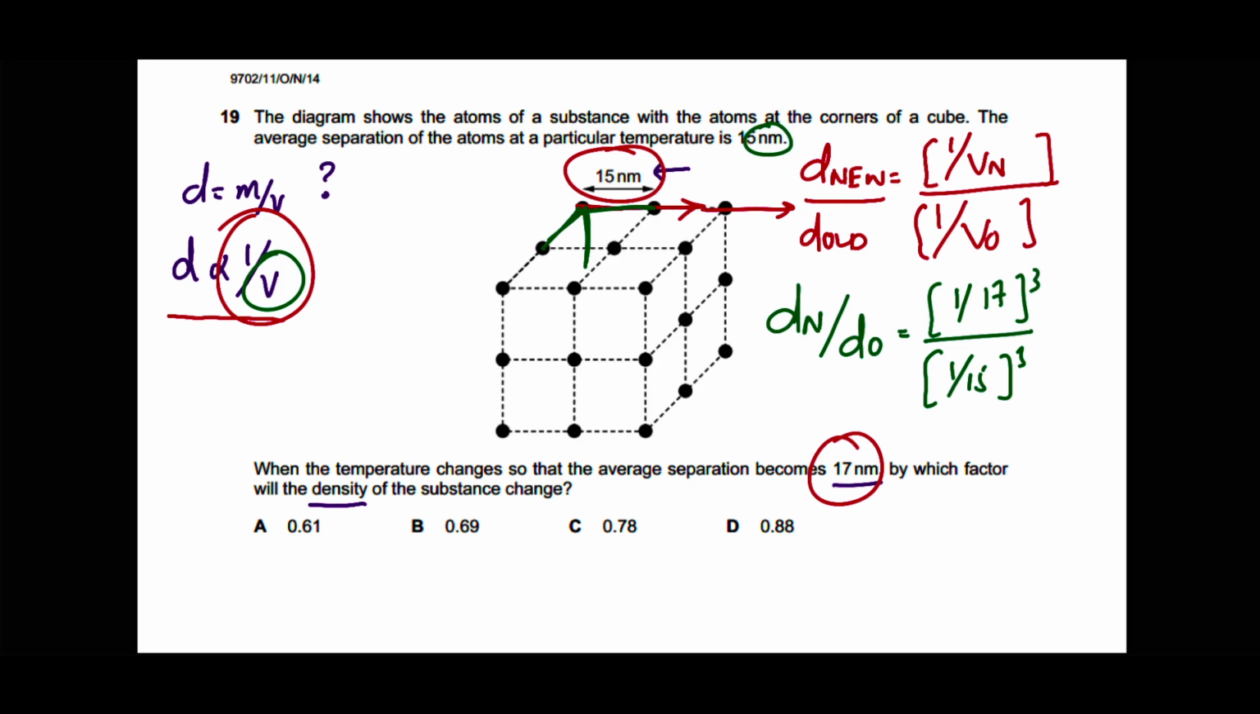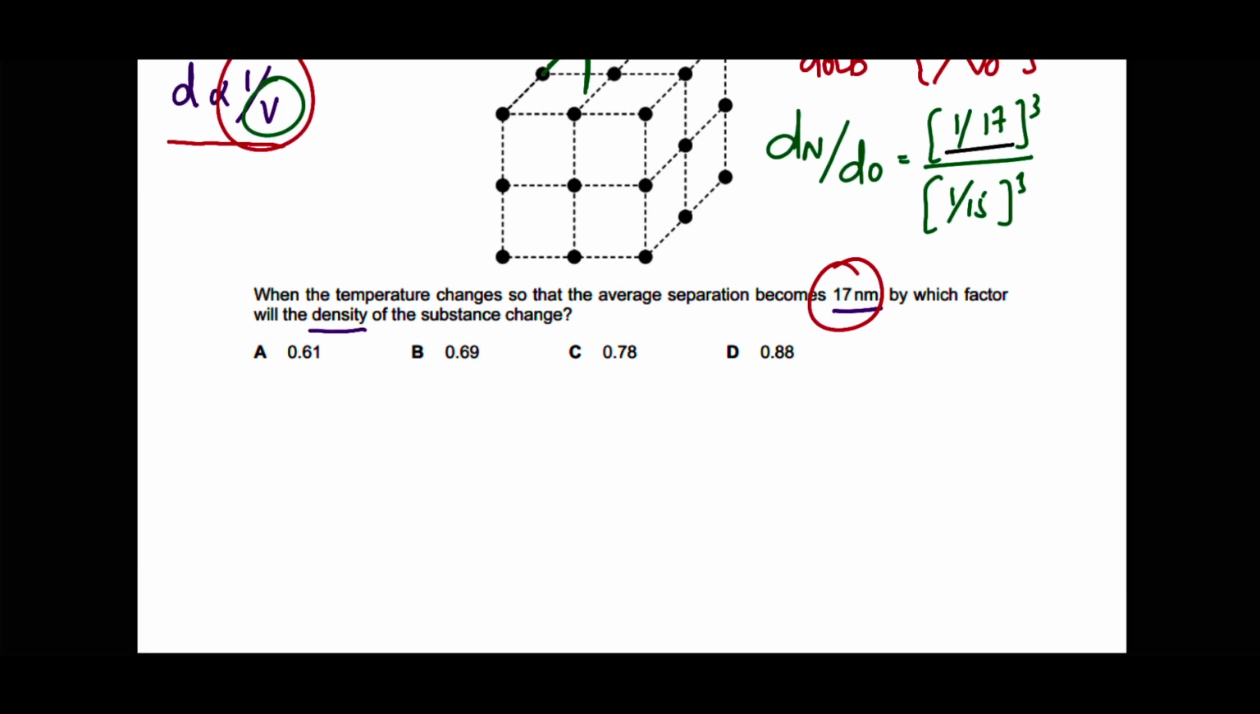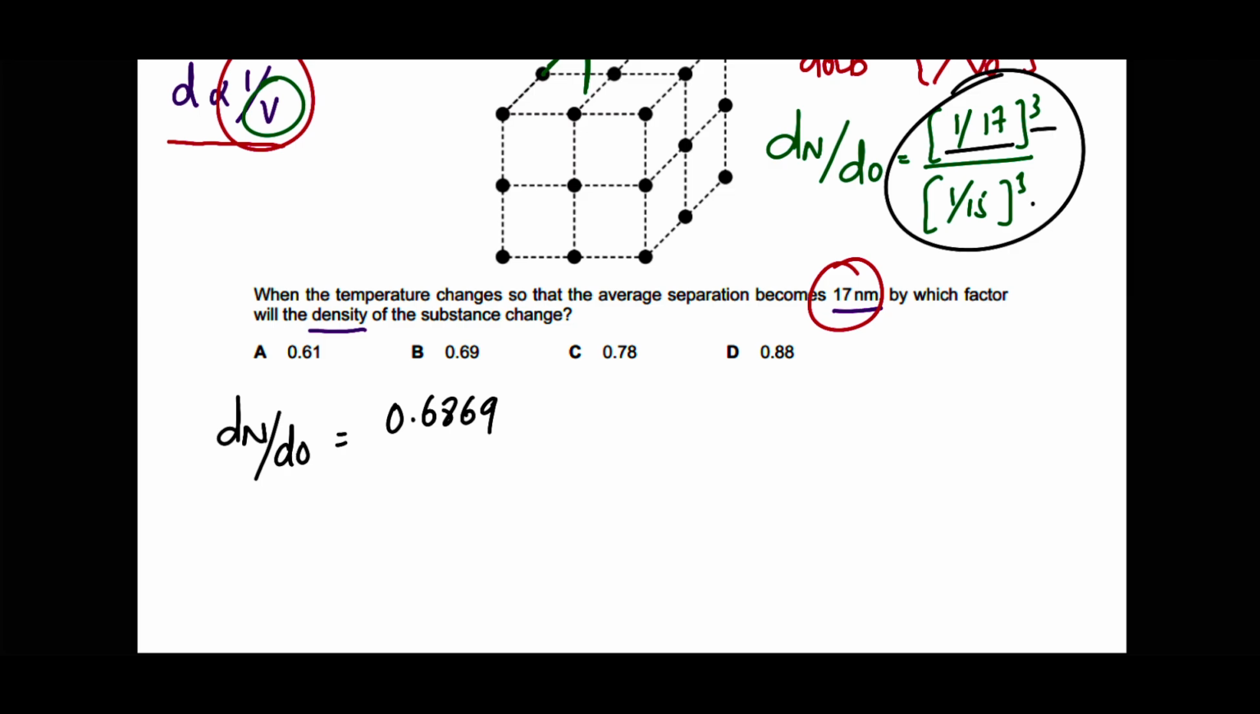When you solve this, you may encounter a problem arithmetically. So what I would suggest is to use a calculator and the fraction symbol to get by this problem. When you solve this, the ratio of the density of the new system to the density of the old system comes out as 0.6869. If you do this fraction correctly with the cubes and fractions, it comes out as 0.69, which is option B.